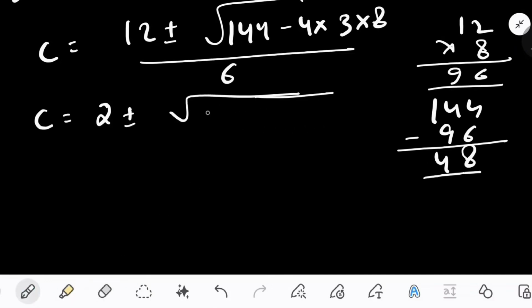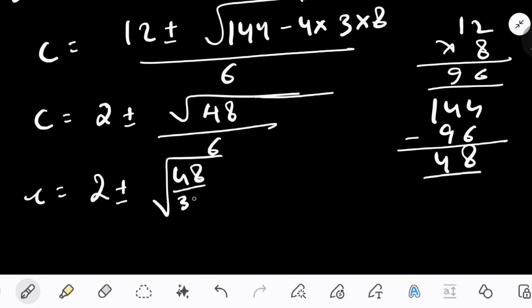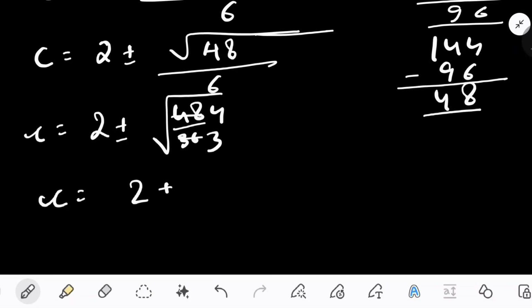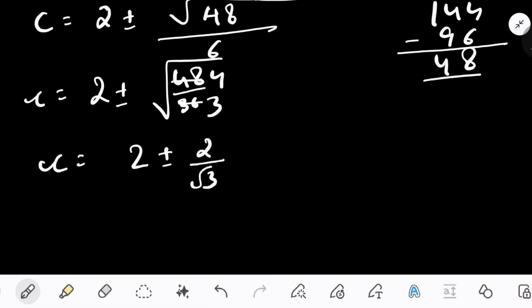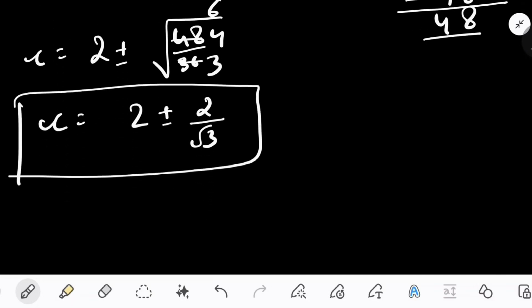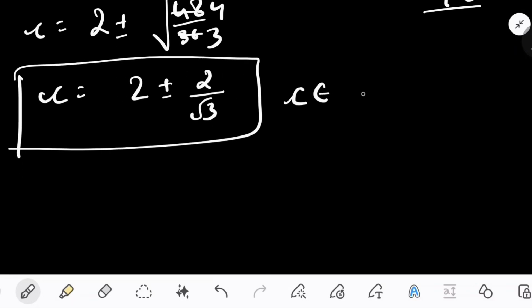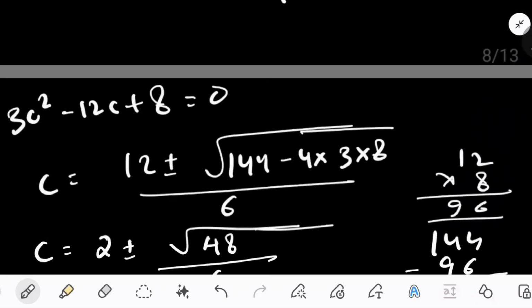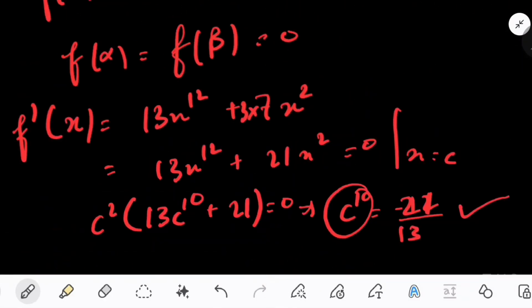It will be 48, right? By 6. Okay. So c is equal to 2 plus minus 48 by 36, and you can solve it very easily. 4 by 3, you get c is equal to 2 plus minus 2 by root 3, right? And observe that these two values of c indeed belong to 0 comma 4. So as in the case of Rolle's theorem you can get multiple c's, in the case of LMVT also you can get multiple c's. So that is why both c are valid, right? Hence proved. Hence Lagrange mean value theorem is verified.